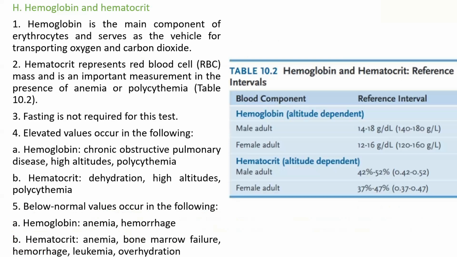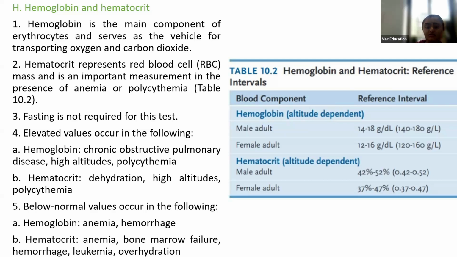No. Okay, so let's start. The next lab value is hemoglobin and hematocrit. Hemoglobin is the main component of erythrocytes and serves as a vehicle for transporting oxygen and carbon dioxide. Hemoglobin is situated in the RBCs, that is erythrocytes, and the main function of hemoglobin is to transport oxygen and CO2. That is the main function of hemoglobin.